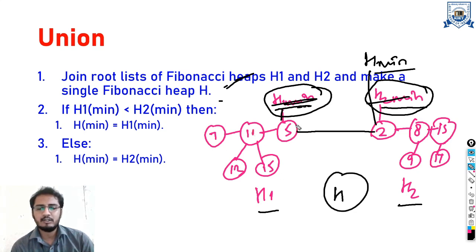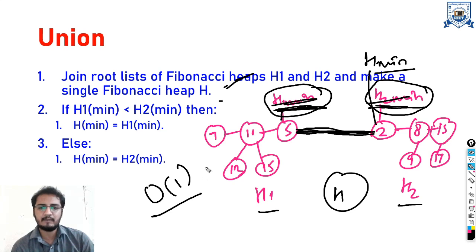So here also you can see that you just have to extend this pointer, and there is one constant operation to compare. While extending this pointer, it takes constant time, and the comparison also takes constant time. So union operations also take constant time in a Fibonacci heap.